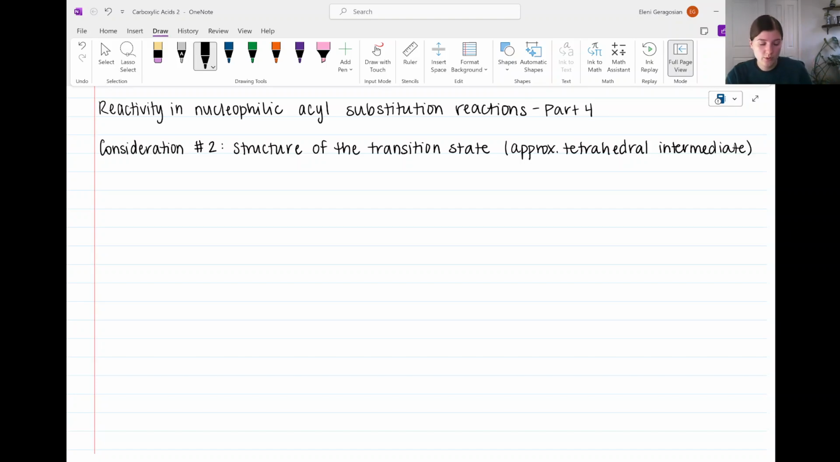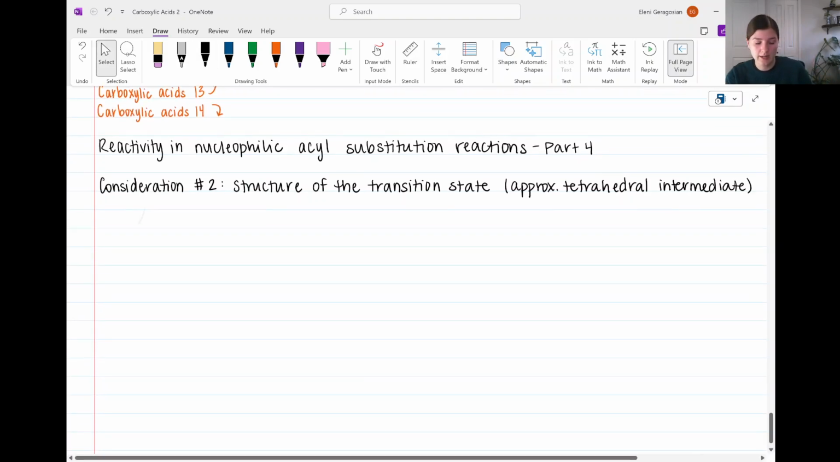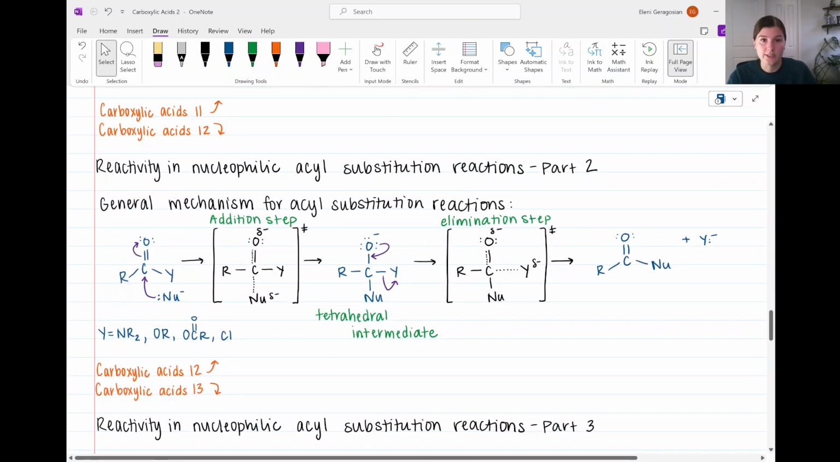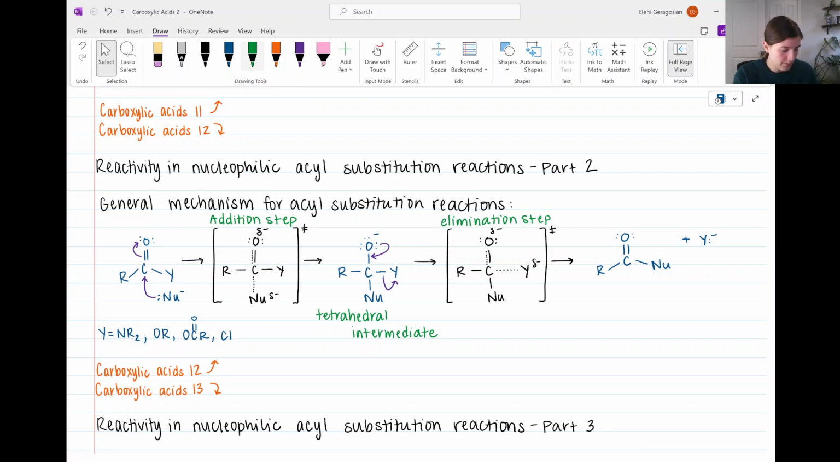So I'm going to scroll up to the content that was in the second video for today, and this was the general reaction scheme, the general reaction mechanism. And this tetrahedral intermediate, this structure is what we will use to approximate the overall transition state energy.